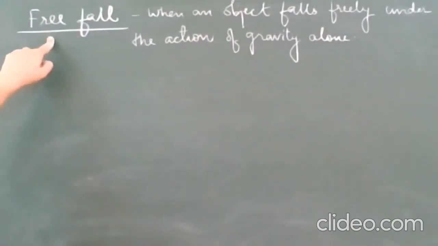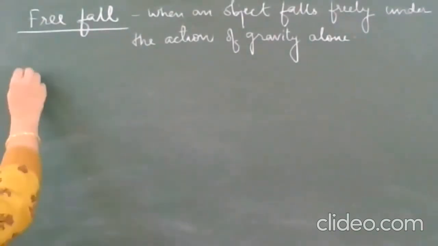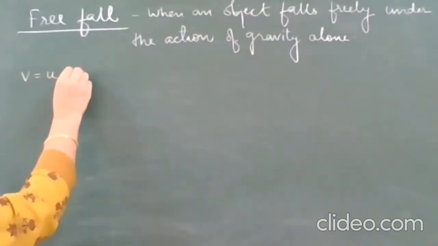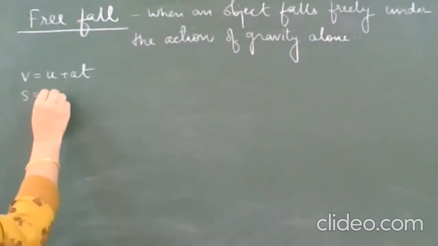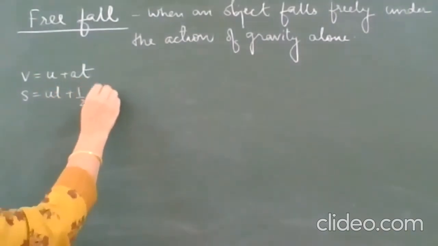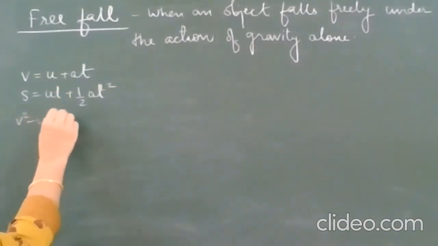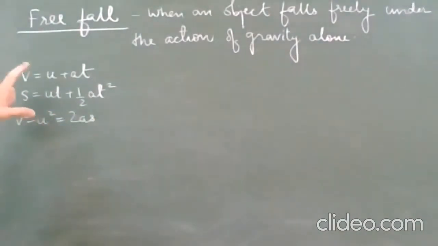So the next definition that we are discussing is that of free fall. When we say an object is freely falling, the object falls freely under the action of gravity alone. Now, in the chapter motion, we have discussed the equations of motion as v is equal to u plus at, s is equal to ut plus half at square, and v square minus u square is 2as. We had discussed these three equations in the chapter motion, and using these equations we have also calculated these variables depending on the data given.